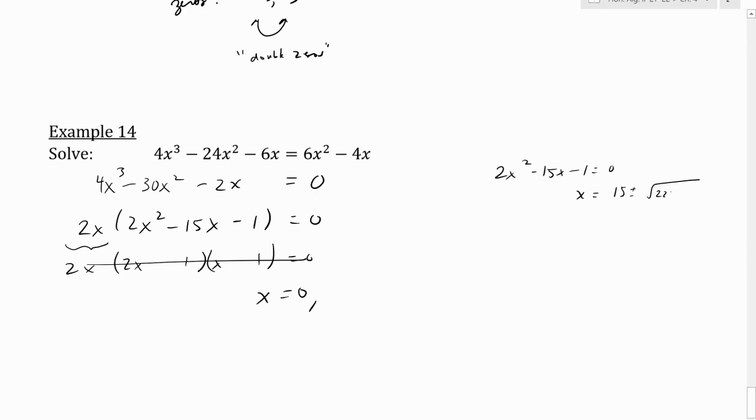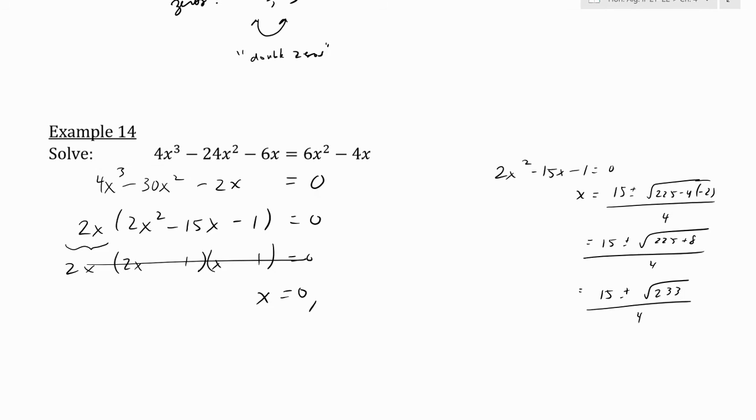B squared minus 4ac all over 2a. 225 plus 8. That's what, 233? Oh, 233, not 333. Does 233 clean up? Get a calculator. I can't think of anything.